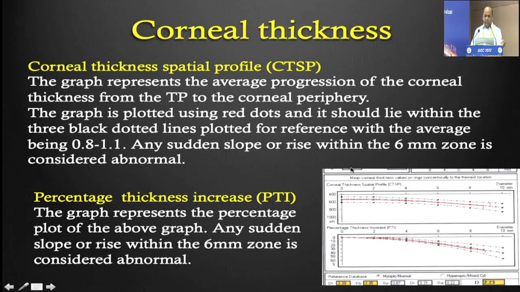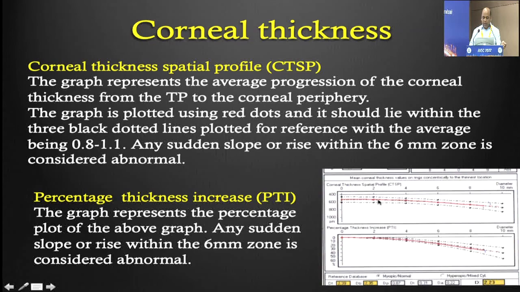First is the corneal thickness map. These two maps are the Pachymetry Progression Map. First is the corneal thickness spatial profile, CTSP. This graph represents the average progression of the corneal thickness from the thinnest point to the corneal periphery. The graph is plotted using red dots, you can see here.